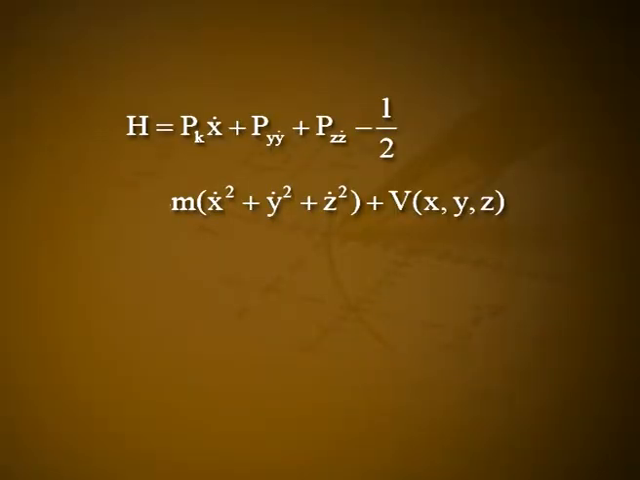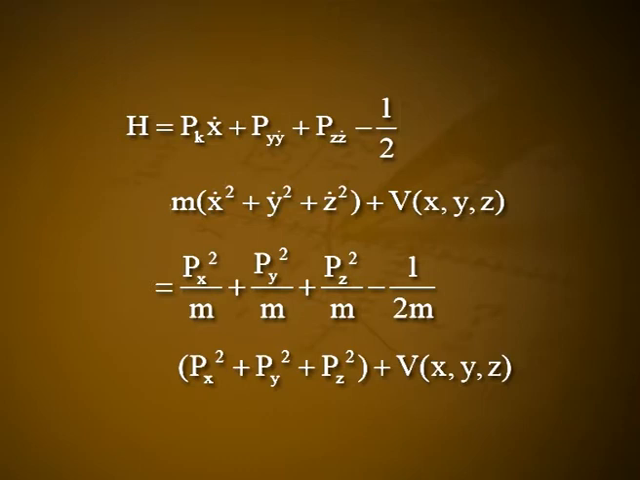For k equal to x, y, z, H is equal to Px x dot plus Py y dot plus Pz z dot minus 1/2 m (x dot square plus y dot square plus z dot square) plus V of x, y, z, which is equal to Px square by m plus Py square by m plus Pz square by m minus 1/2 m (Px square plus Py square plus Pz square) plus V of x, y, z.